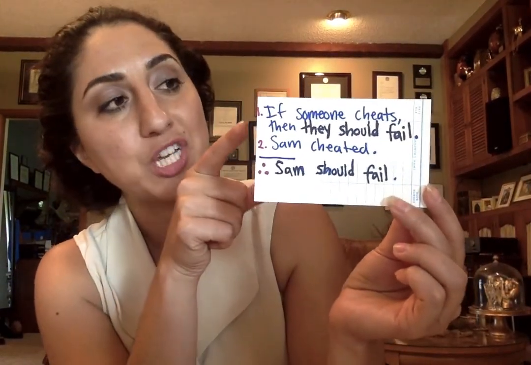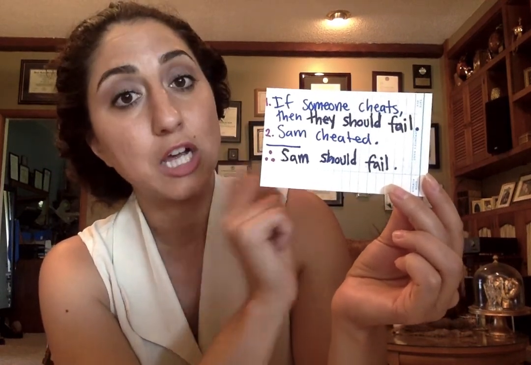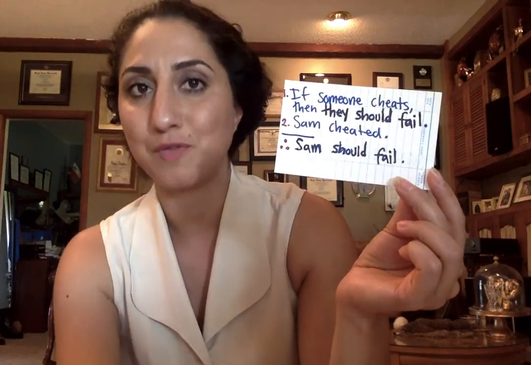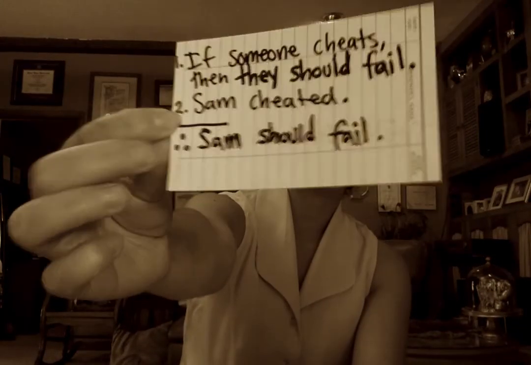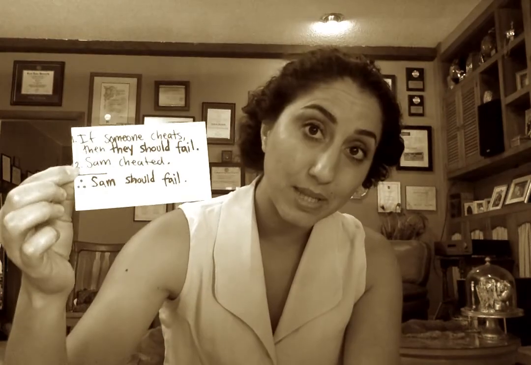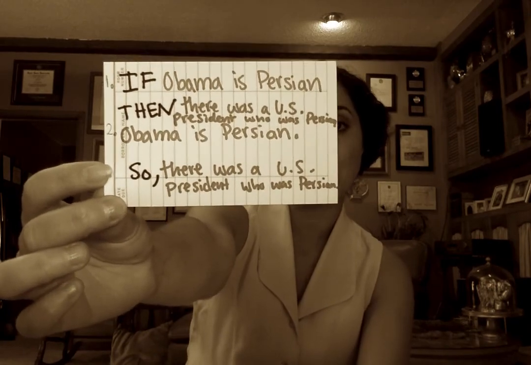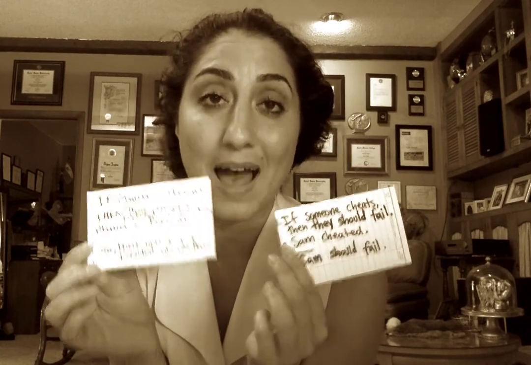If someone cheated, then they should fail. Premise 2, Sam is someone who cheated. Conclusion, Sam is someone who should fail. When we're considering whether the argument is valid or not, the argument about Sam needing to fail since he cheated is equally as valid as the argument that there was a U.S. president who was Persian if Obama was Persian. These two are equal, valid, deductive arguments.